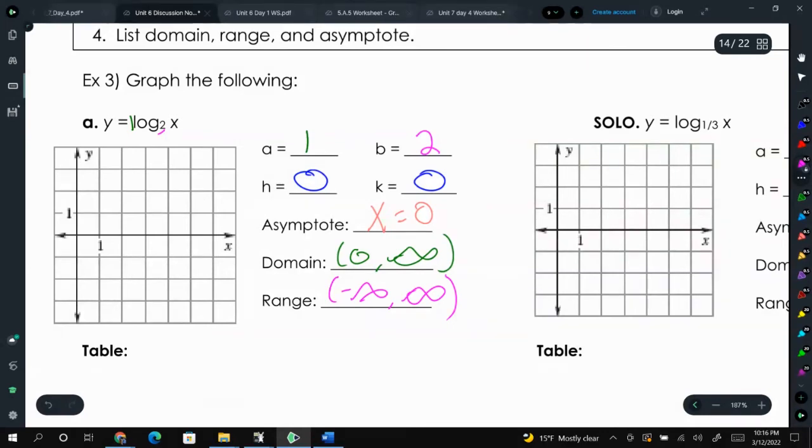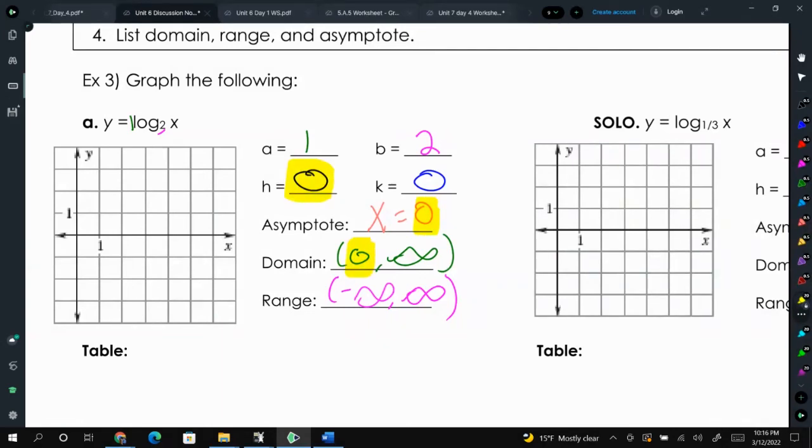So this is going to be different because we've only had 2 functions that have had a domain that wasn't negative infinity, comma infinity. This is one of them. Notice x equals 0, our h is 0, our domain is 0. All those go together. So when we shift left and right, all of those are going to change with it.